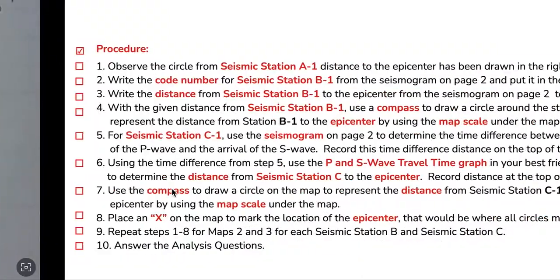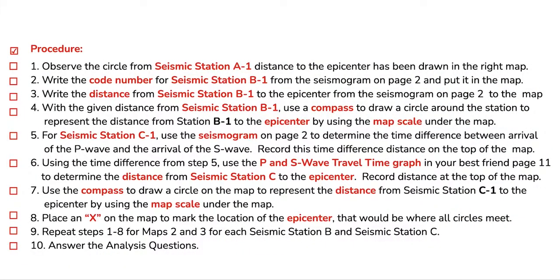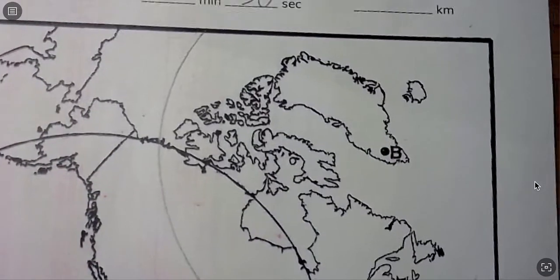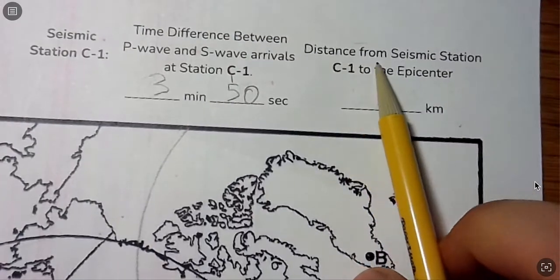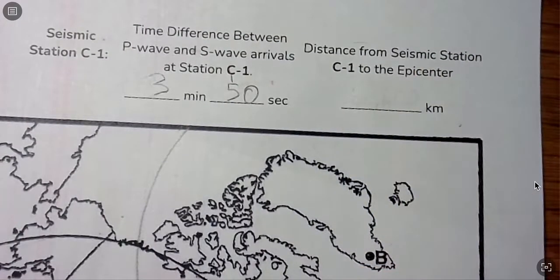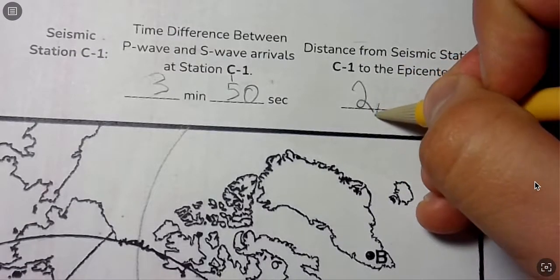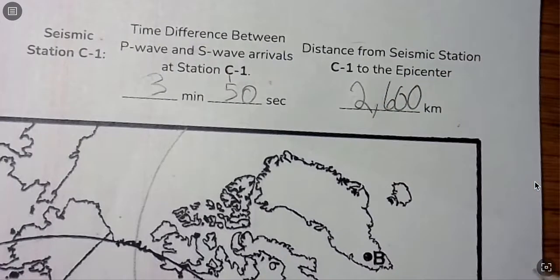Nice. So notice that that's exactly what I did. And it says to record the distance at the top of the map. So when you go back to the map right here, notice that you look at the top of the map and notice it says the distance from the seismic station. And this is where I would write that 2,600, which is a number that we just found from your best friend.